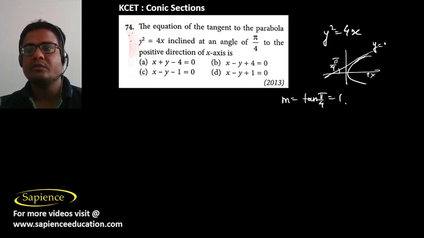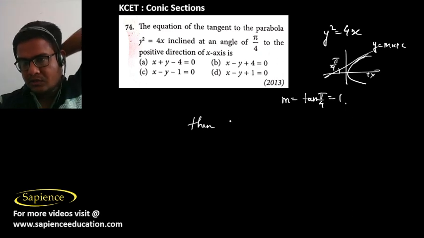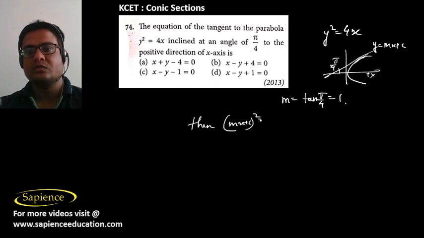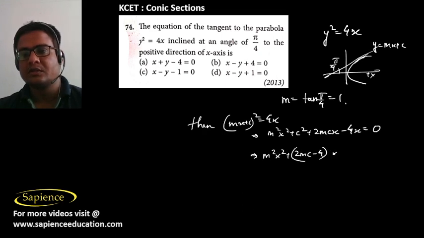So if y equal to mx plus c is a tangent to the parabola, then we can say that y square, that is (mx plus c) whole square, is equal to 4x. So we get m square x square plus c square plus 2mcx minus 4x equal to 0. So m square x square plus (2mc minus 4) into x plus c square equal to 0.